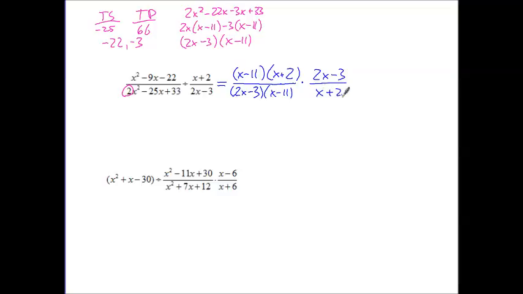Now let's go ahead and cancel stuff out. There's a lot to be cancelled out. X minus 11 can be cancelled out. X plus 2 can be cancelled out. And 2x minus 3 can be cancelled out. Look at that. And our answer is nothing other than 1 over 1, or in other words, 1.